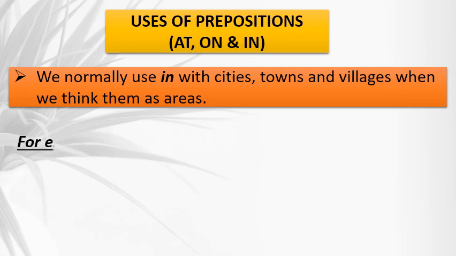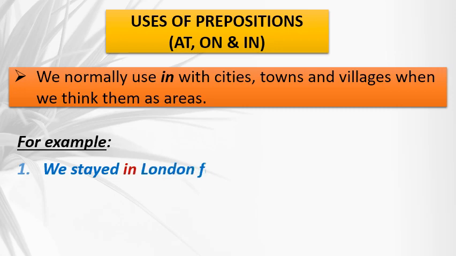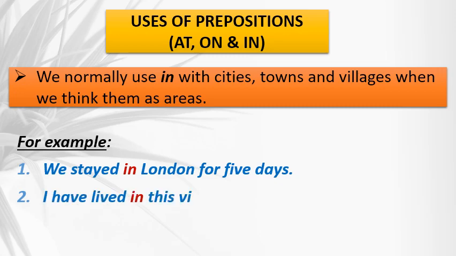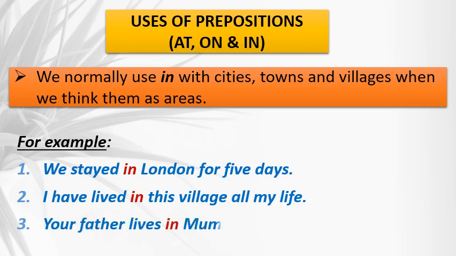To clarify it, let's see some examples. Number 1, we stayed in London for 5 days. Number 2, I have lived in this village all my life. Number 3, your father lives in Mumbai. One thing more, we can also use in for big cities and countries also.